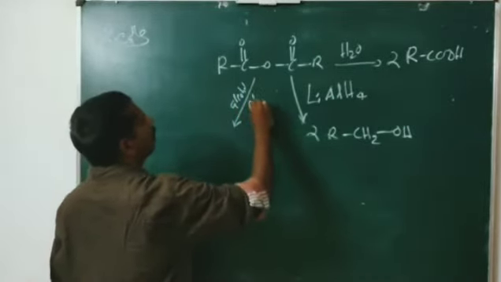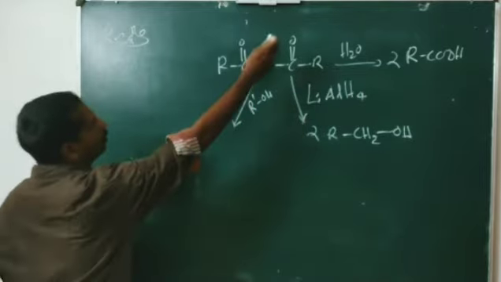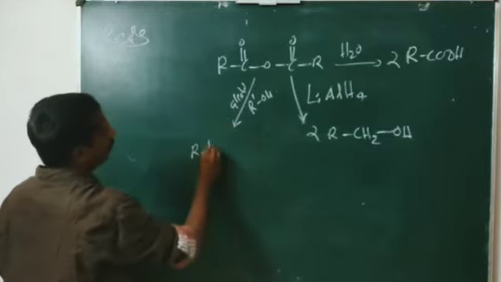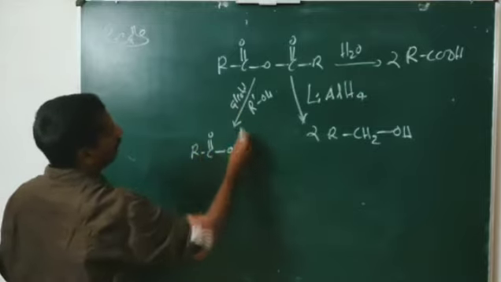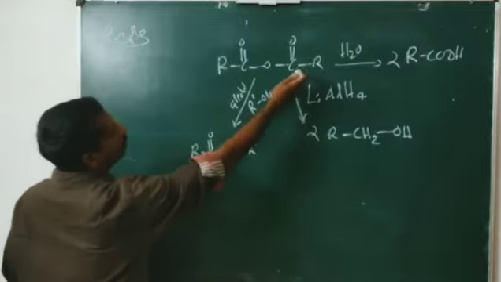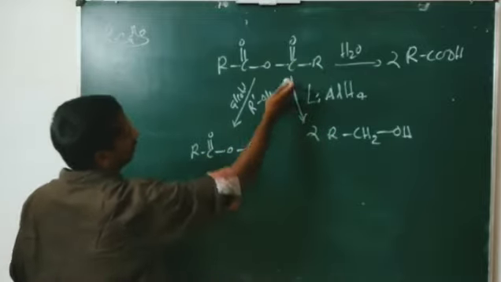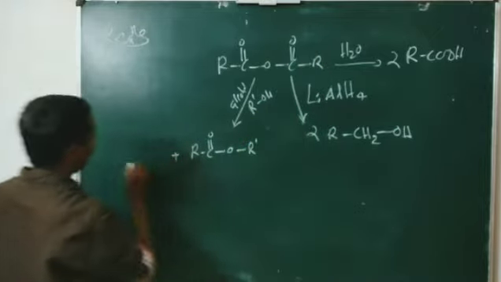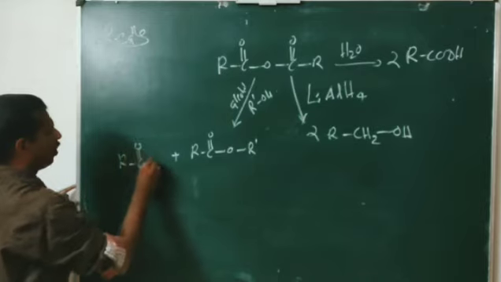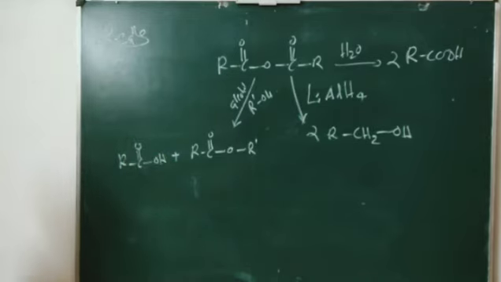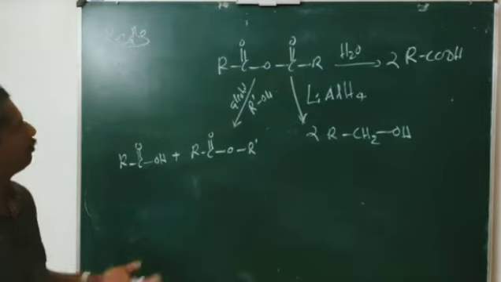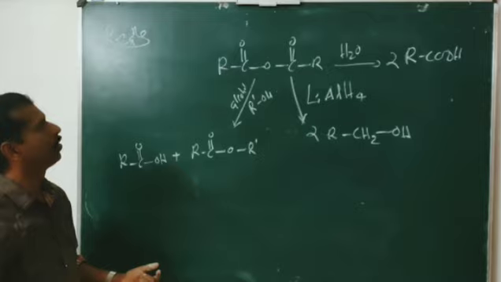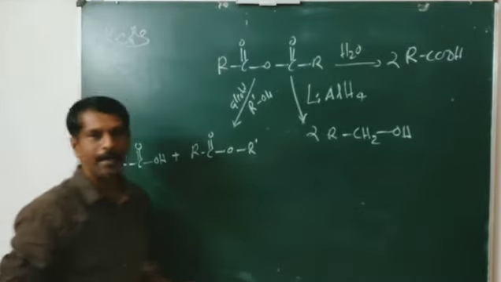Next is reaction with alcohol. You take R' OH, alcohol. First you get ester, RCOOR', plus carboxylic acid, RC double bond O, OH. You get ester and acid. These are the important reactions of acid anhydride.